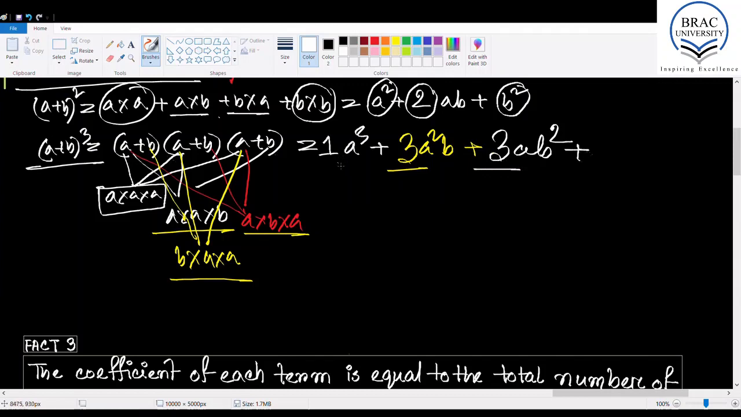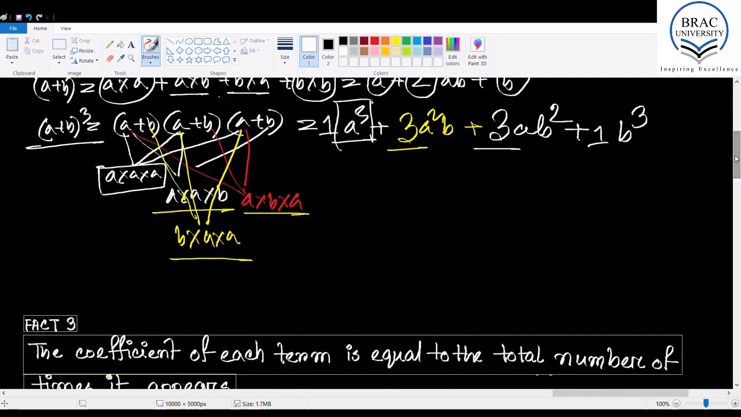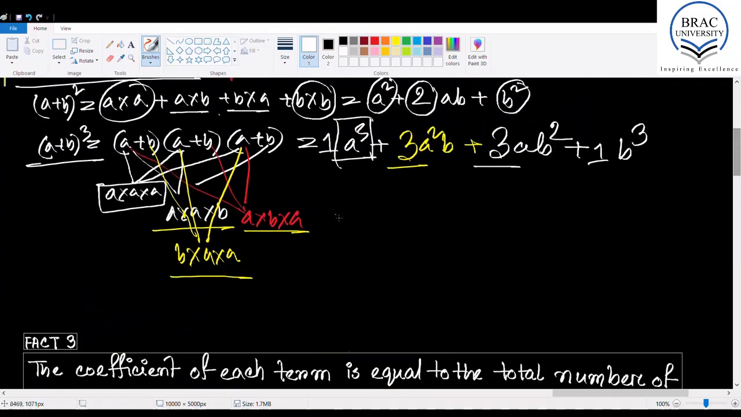And at last, similar to a cube, we'll get b cube only one way. So b cube will appear only once. So that is why b cube has coefficient 1. So what do we get from this? We get that the coefficient of each term refers to the number of ways that term appeared, right? a b square appeared thrice, so the coefficient is 3. a square b appeared thrice, so the coefficient is 3. ab appeared twice, so the coefficient is 2, right?